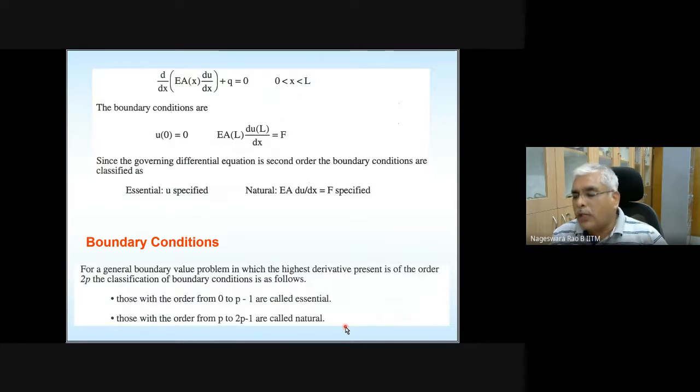So similarly, you can extend this. Suppose you are given a differential equation, or you are given a problem, and you don't know what exactly physical phenomena it is representing. This is how you can classify the boundary condition. There is a need for doing this. When we are solving, you will understand the necessity of classifying the boundary conditions into essential and natural. We will see that later. Okay, so this is how you can classify the boundary condition. Any questions here?